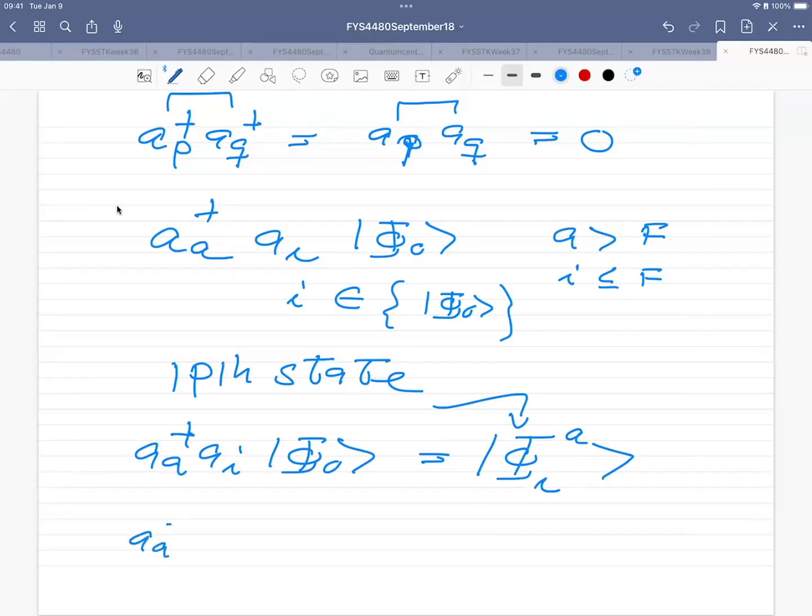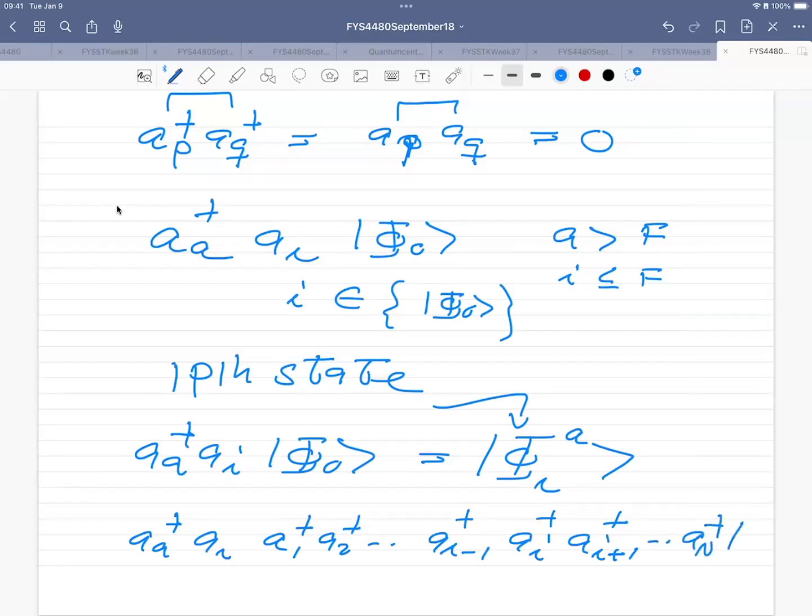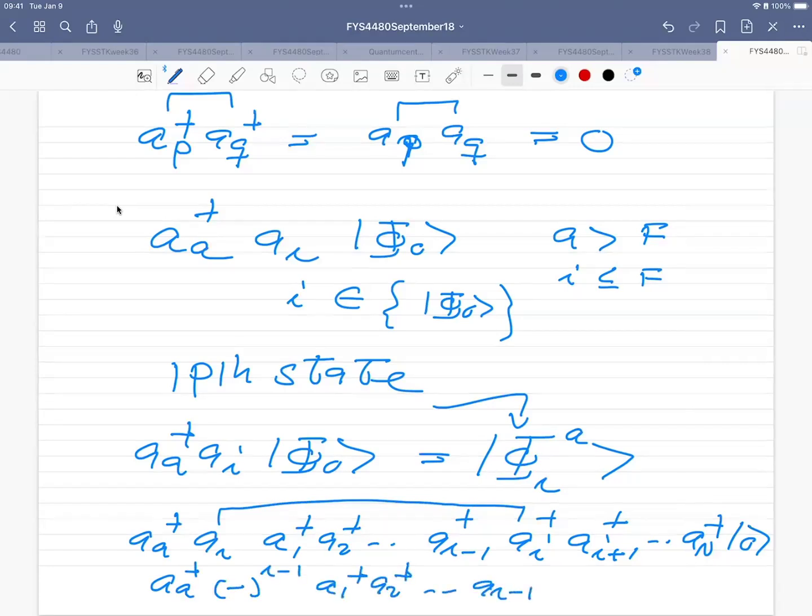So let's take a look at it. So we have a_i, and then we have a_a. Sorry, I made a confusion here with a. So what we will have then is a_1 dagger, a_2 dagger, and so on up to a_(i-1) dagger, then a_i, and then a_(i+1) dagger, and this goes all the way up to a_N dagger acting on the vacuum. So we are going to remove the state i with a_a dagger, and then we have a_(i-1) dagger, a_(i+1) dagger, and all the way up to a_N dagger on phi 0.